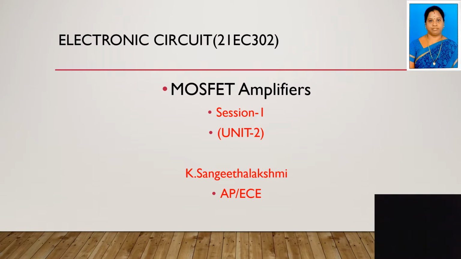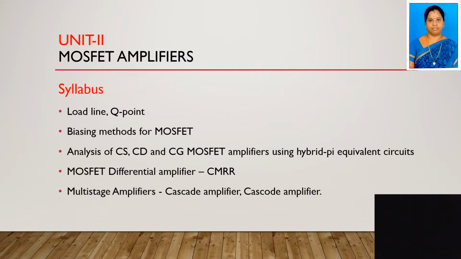Today we are going to start the second unit, that is MOSFET amplifier. Unit 2 is MOSFET amplifier. The syllabus covers load line and Q point. Then we are going to see what are all the biasing methods available for MOSFET. Then we move on to analysis of common source, common drain, common gate MOSFET amplifier using hybrid pi equivalent circuit. Then we are going to see MOSFET differential amplifier. Finally, multi-stage amplifier.